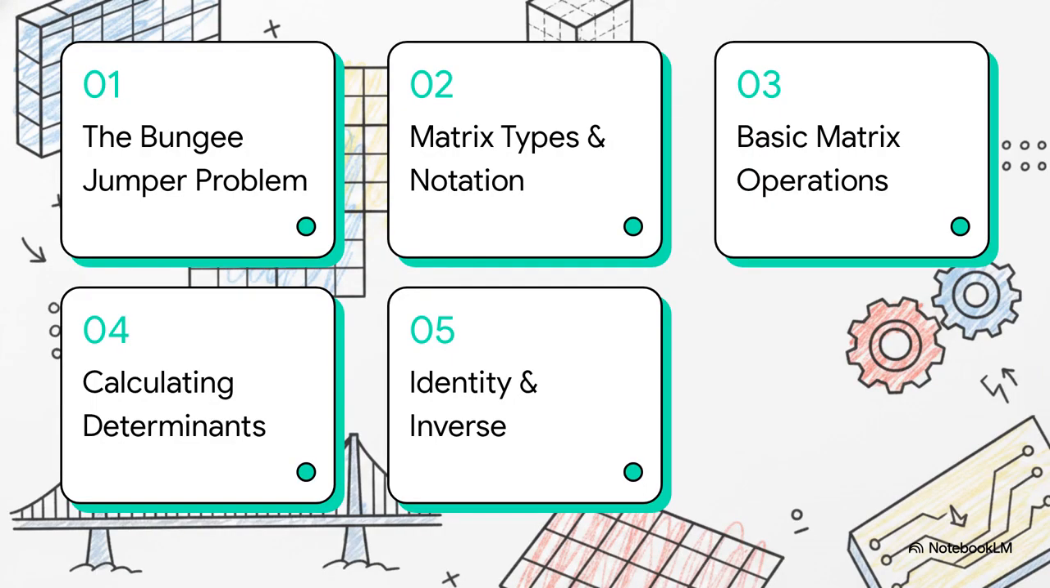So, here's our lesson plan for today. We'll start with the bungee jumper problem, move on to matrix types and notation, tackle basic matrix operations, look at calculating the determinant, and wrap up with identity and inverse matrices.